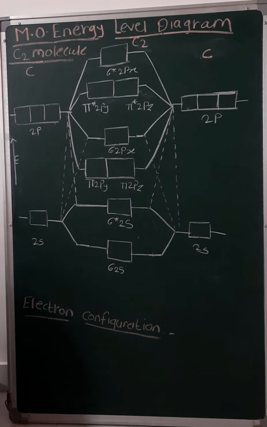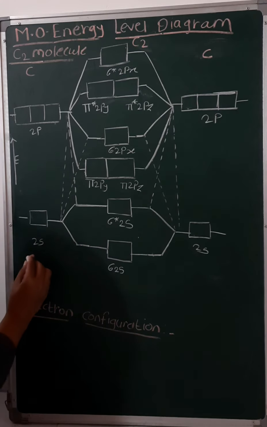Friends, in the previous lecture we discussed the molecular orbital energy level diagram for the boron molecule. In today's lecture we will discuss the molecular orbital energy level diagram for the carbon molecule. The carbon molecule is formed by the combination of two carbon atoms.